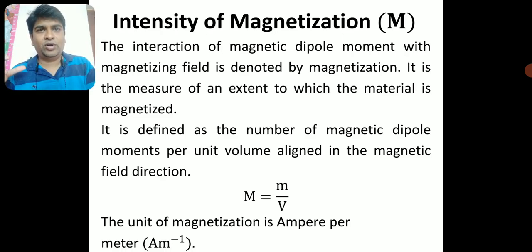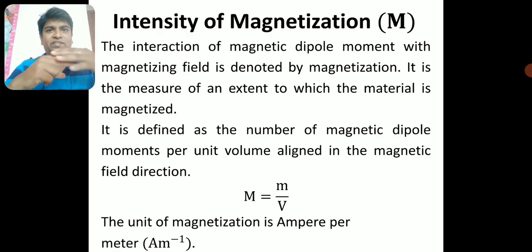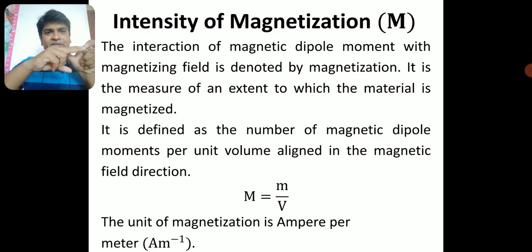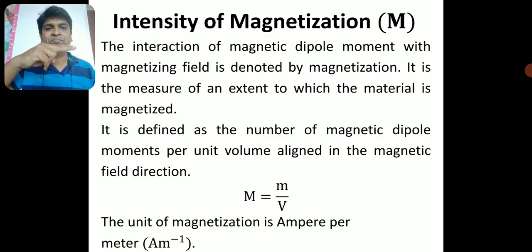Suppose I take a bar magnet of length L, and pole strength M. M is the pole strength and L is the length of the bar magnet. To find the intensity of magnetization, the magnetic moment is pole strength into length, M into L, divided by the volume of the bar magnet. A is the area of cross section and L is the length of the bar magnet.